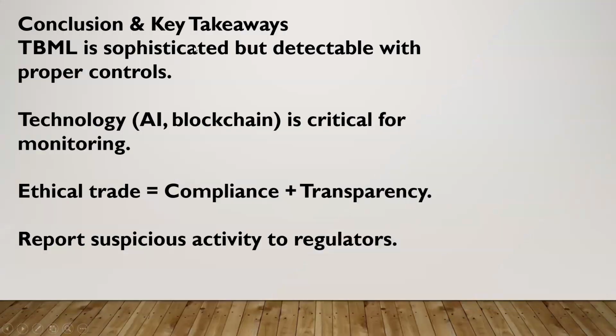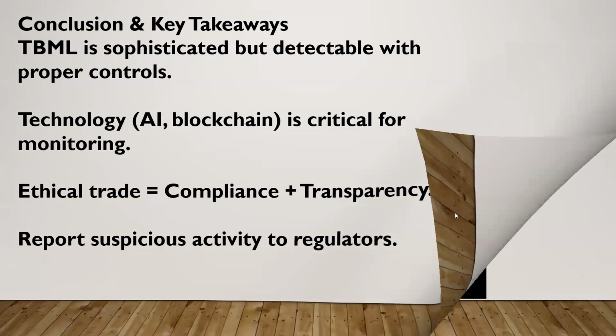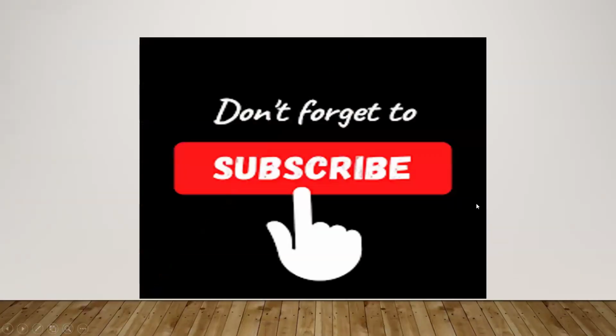So, conclusion and takeaway, friends: trade-based money laundering is sophisticated but detectable with proper controls. Technologies like AI and blockchain are critical for monitoring, ethical trade means compliance and transparency, and report suspicious activity to the regulator. By this, it can be mitigated. Okay, so this is the end of the session, friends.